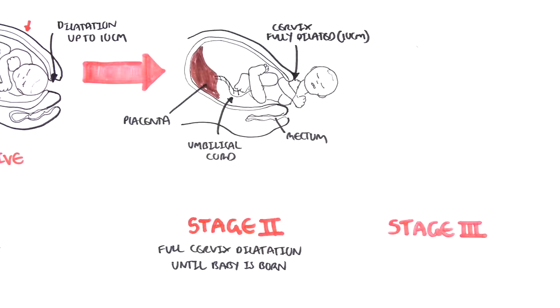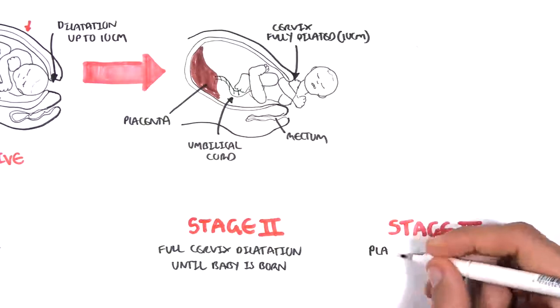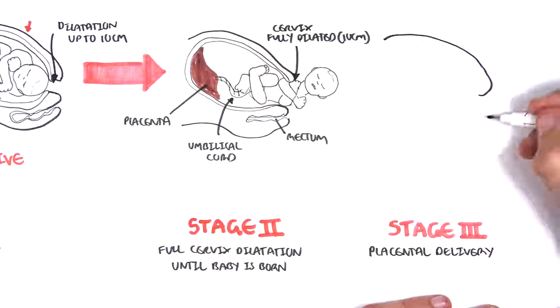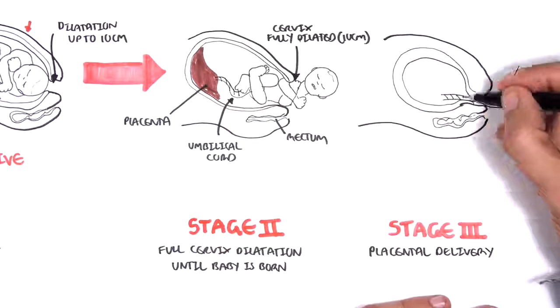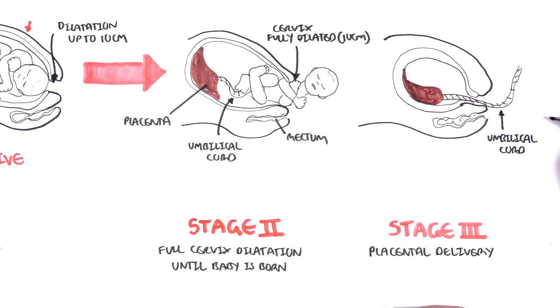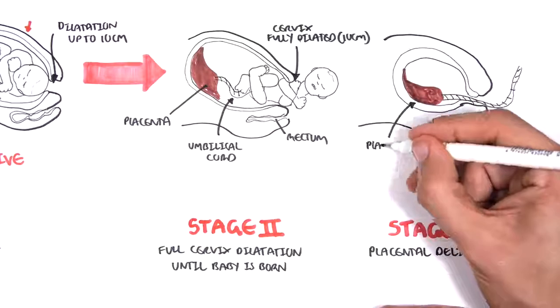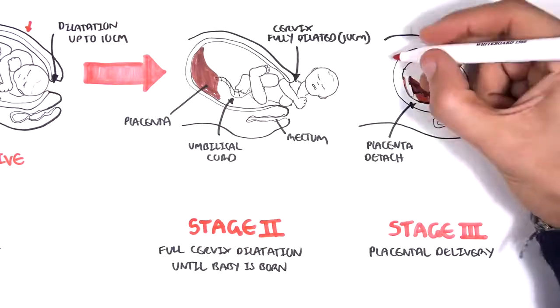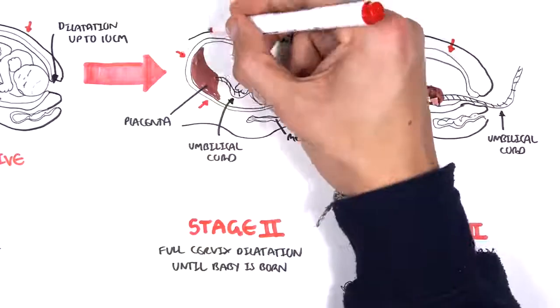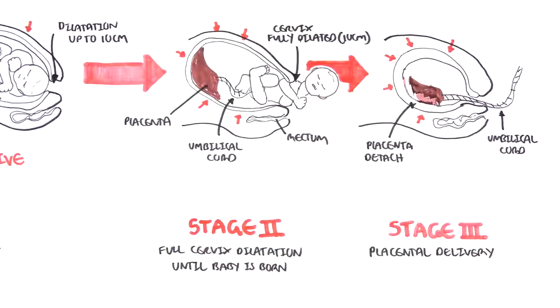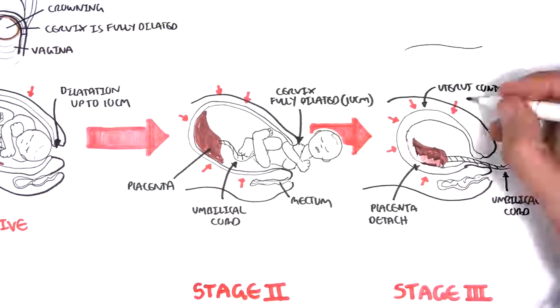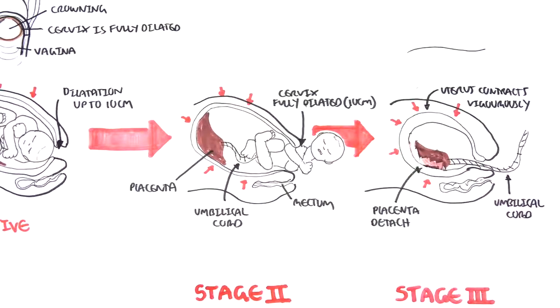Once the baby is born, the labor will then enter stage 3. Stage 3 of labor is essentially the delivery of the placenta. And here is the umbilical cord, which is the connection between the baby and the placenta. In stage 3, the placenta is slowly detaching from the uterine lining. The uterus is still contracting at this stage. And during this time, the mother is given an injection to stimulate the delivery of the placenta. The placenta has to be carefully delivered because it can cause hemorrhage if not delivered properly.